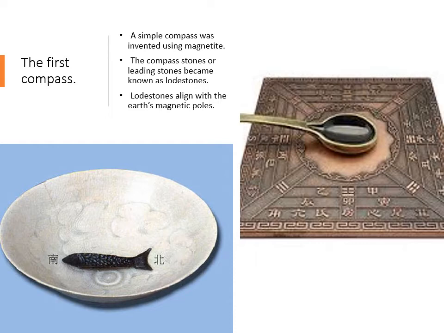As time progressed, somewhere along the way, someone realized that if a magnet was allowed to rotate somehow, it would always point in the same direction. This led to the invention of a compass. Pictured here are a couple examples of some very early compasses. Some of the earliest versions of compasses have actually been found in China.